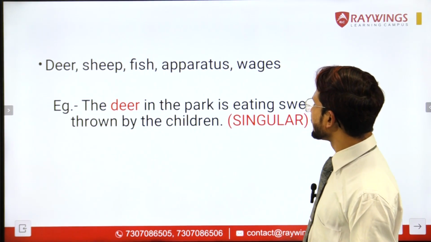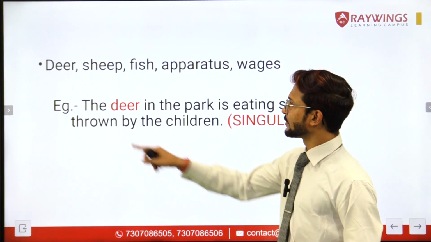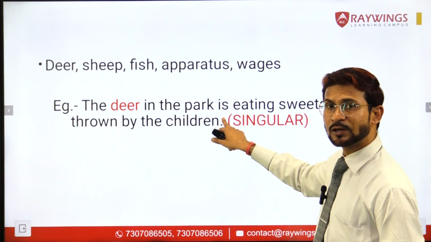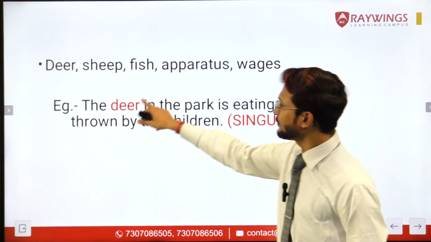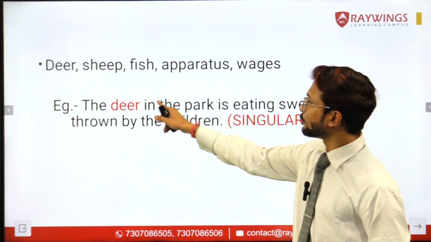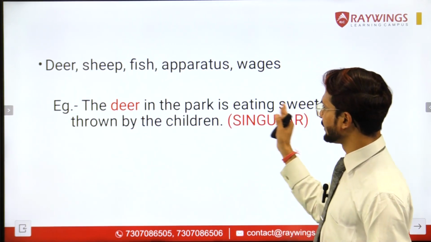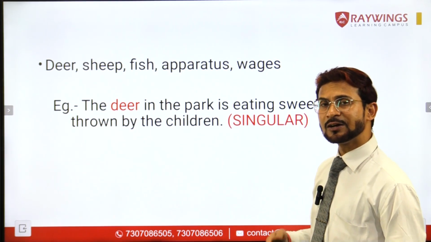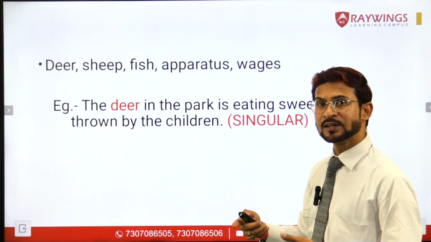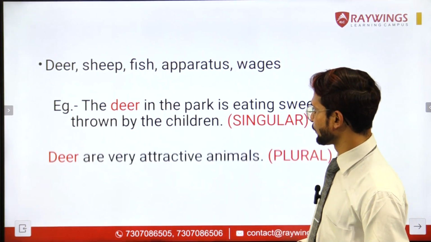We say that the deer in the park is eating sweets thrown by the children. Here you can see that deer is being followed by a singular verb, is. That means deer is acting as singular. So this is an example where this word is acting as singular. Now let us have a look at one more example with the same word, which shows that deer can be used in a plural form also.